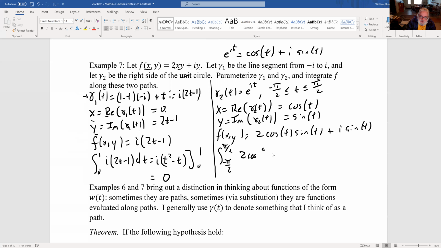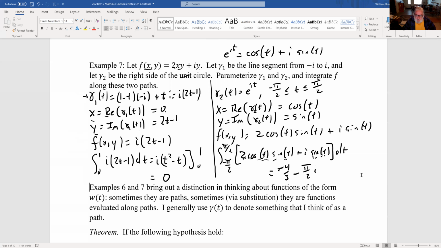2 cosine t sine t plus i sine t dt. And so that breaks apart into two separate integrals. There's an integral of this. Recognize that that's sine 2t, so you can integrate that. There's an integral of this. Integral of sine isn't too bad. And so this turns out to be minus 4/3 minus pi over 2 i. You know, you can do the integral if you want. I'm not going to insist on that right now.